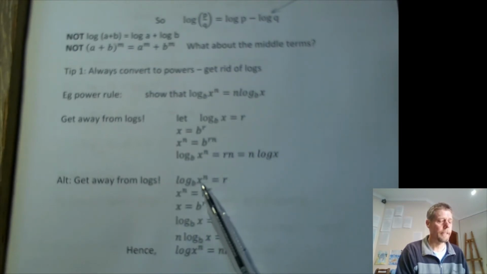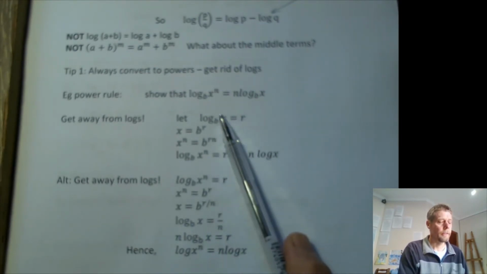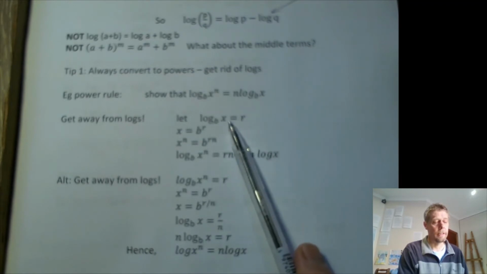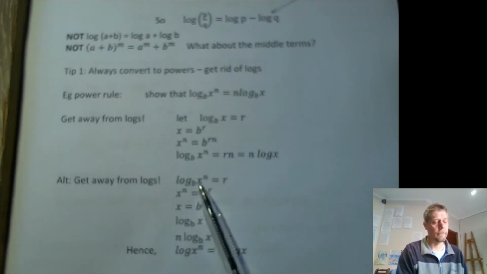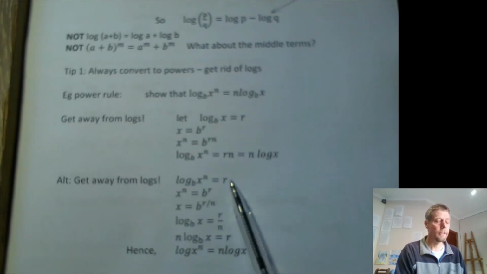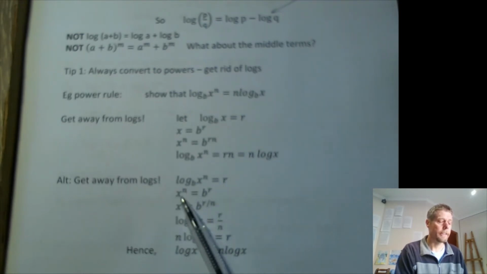Let's say I'd picked log of x to the n equals r. Now the book says I must take log of x equals r. But let's say I'd said log of x to the n equals r. I still write it as a power. So I say now x to the n equals b to the r. So what is x? X equals b to the r over n, because I'm taking the nth root now.